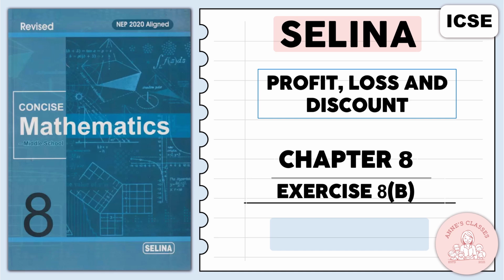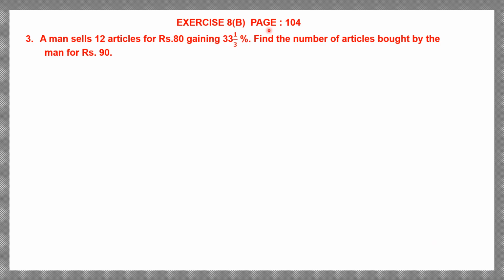Let's do Profit, Loss and Discount, Chapter 8, Exercise 8A, page number 104, Question 3. A man sells 12 articles for 80 rupees, gaining 33 1/3%. That means there is a profit. Find the number of articles bought by the man for 90 rupees.